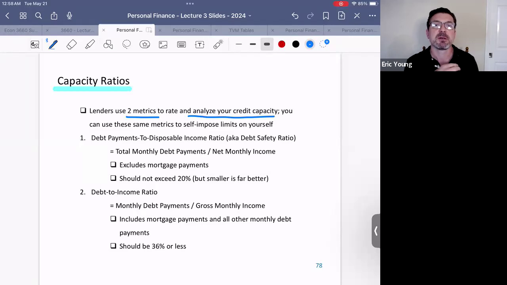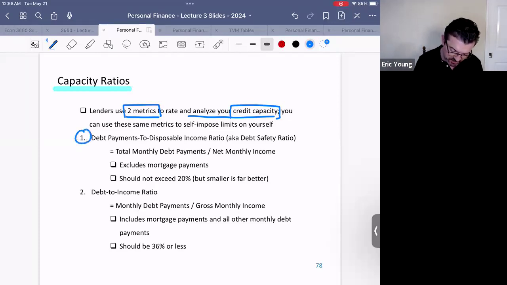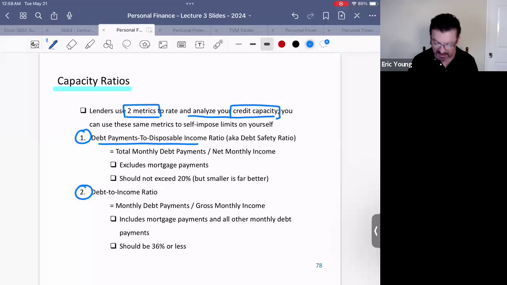My view is, in much the same way that since lenders use your credit score to make judgments about you, you should also know your credit score. To me, it also makes sense. If lenders are going to apply 2 metrics to judge your credit capacity, why don't you learn those 2 metrics and apply them to yourself to make sure that you know what they know? Here's the 2. The first is your debt payment to disposable income ratio. It's also called the debt safety ratio.